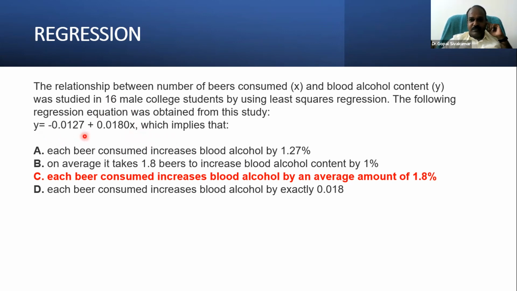Yes. Now the number of beers you consume and the alcohol level in your blood is represented as a regression equation. Now what is your understanding of this? Each beer consumed increases the blood alcohol by an average amount of 1.8%. That 1.8 is coming from here. This is called the regression coefficient. A simple linear regression equation. We have analyzed the bits and pieces of this using calories consumed and weight gain. But here it is using beers consumed and alcohol gain. That's the difference, right?